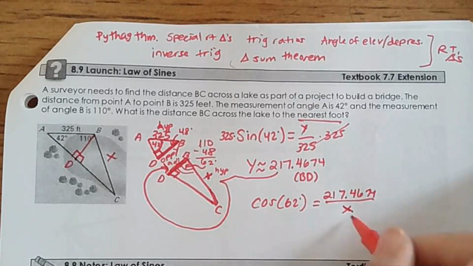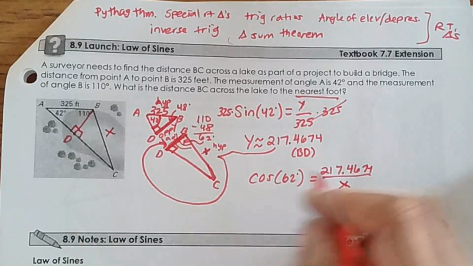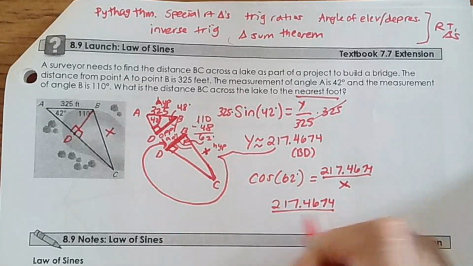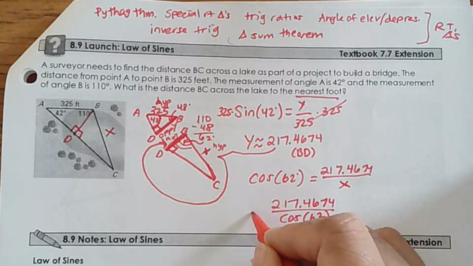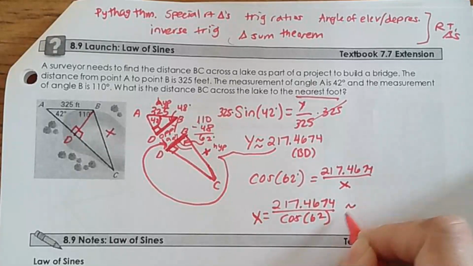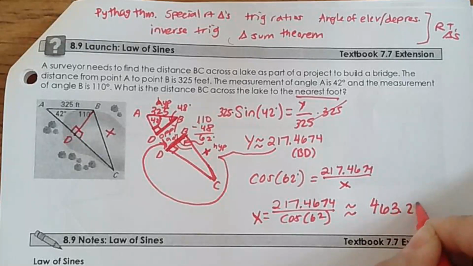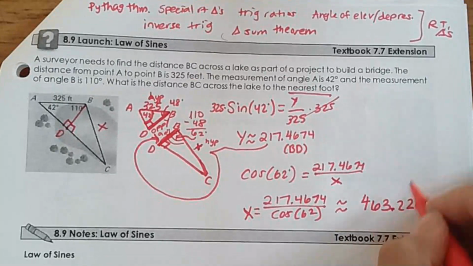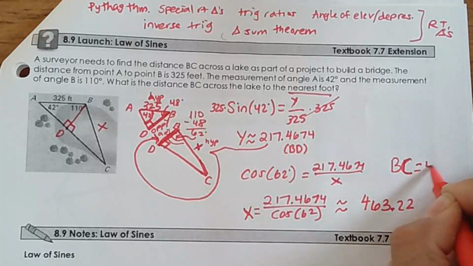This is BD. To solve this on a calculator, remember you're just doing 217.4674 divided by cosine of 62. That's how you type it into the calculator to help you find X, and that comes out to approximately 463.22. Now it's okay to round to the nearest whole number, which would be BC equals 463 feet.